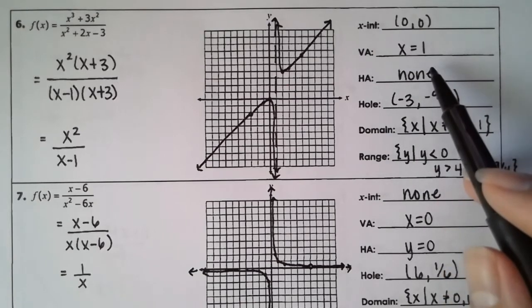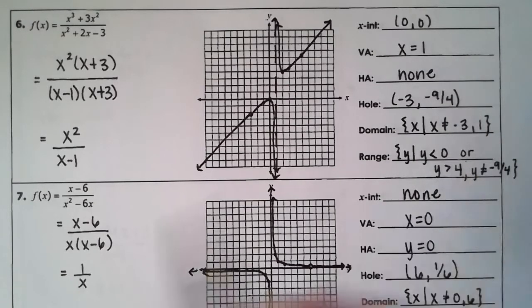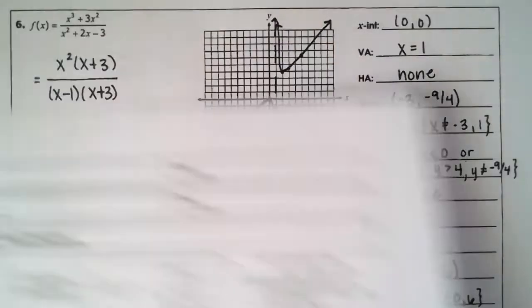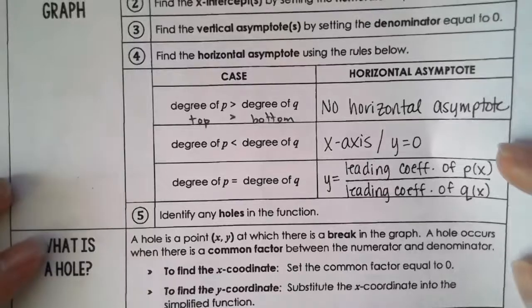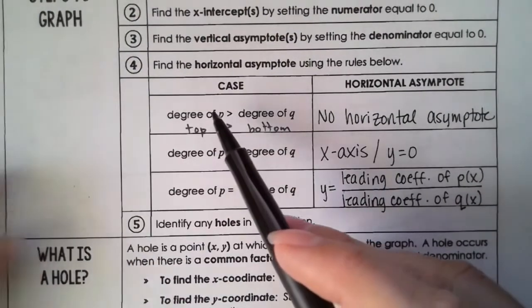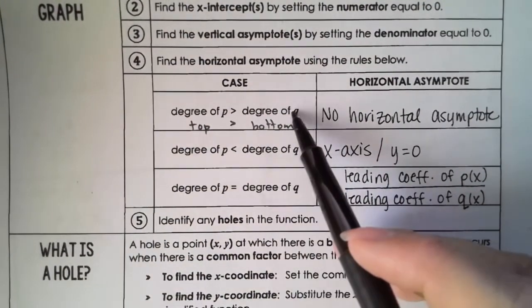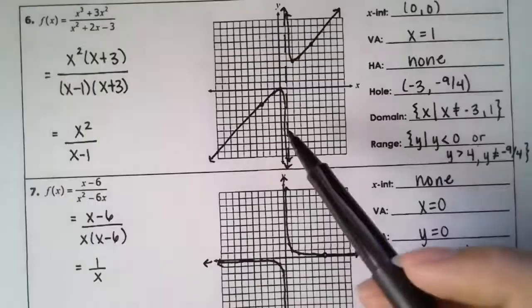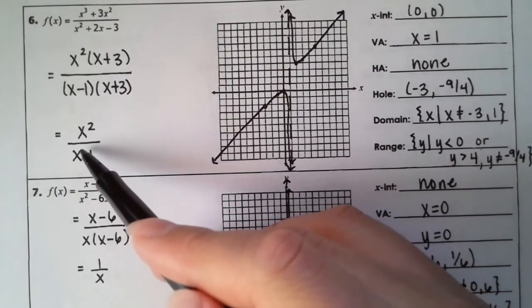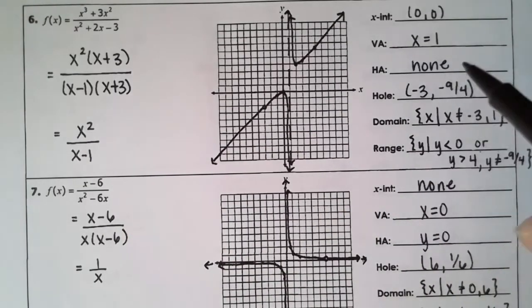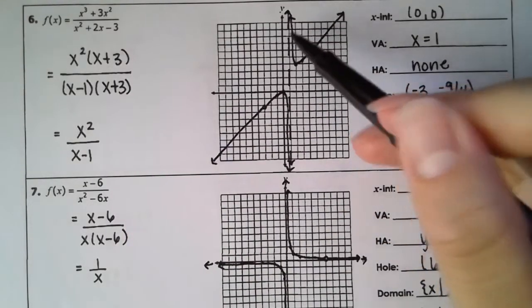My horizontal asymptote, I'm going to have this case here, the first one: the degree of p is greater than the degree of q. The top exponent is greater than the exponent of the bottom. Squared, non-squared, it's just 1. So there is no horizontal asymptote, so I only have this vertical one.